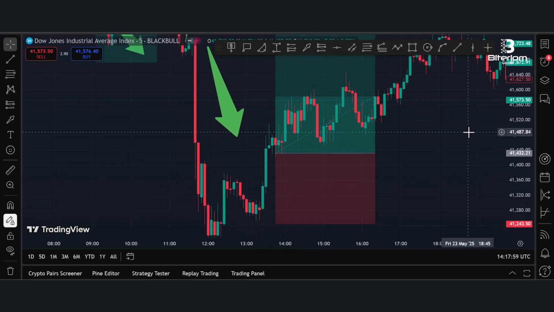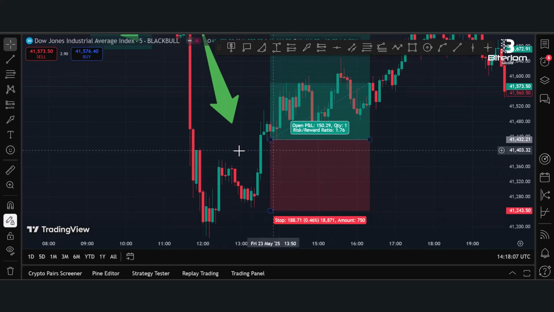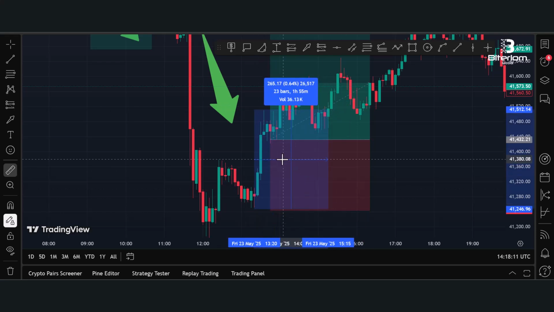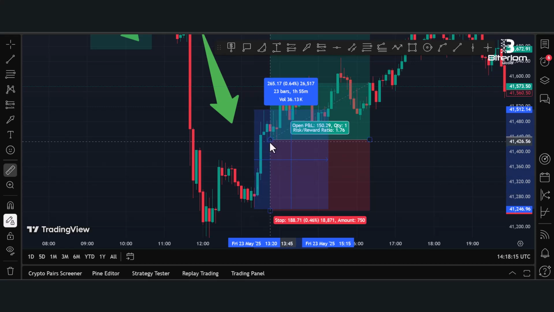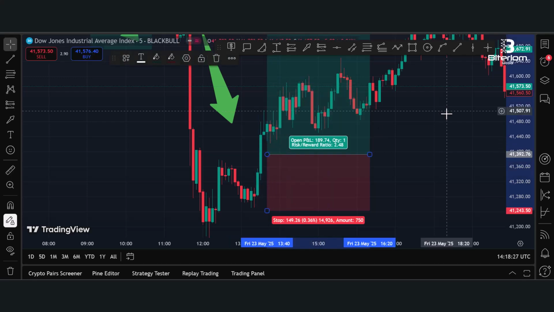Guys, if price comes back, we can add margin to our position at 50% of this leg, guys. For example, here, if our position was opened here and after that price came back, we can open one more position here, like this.